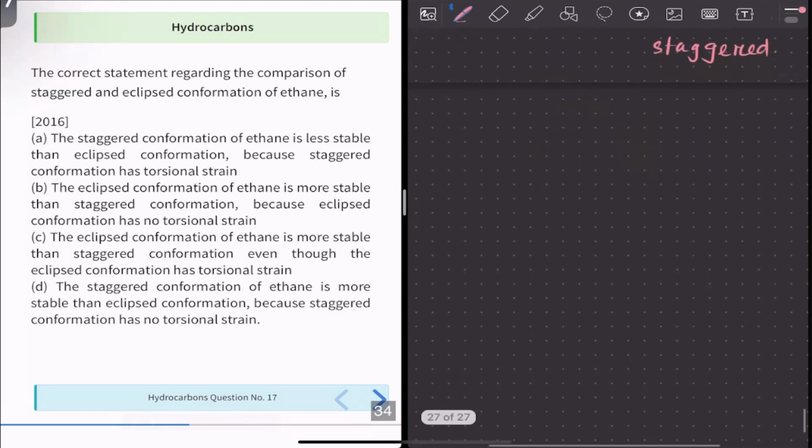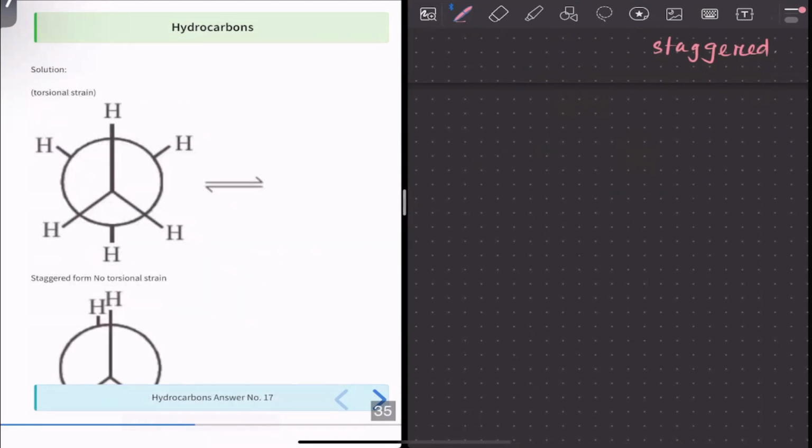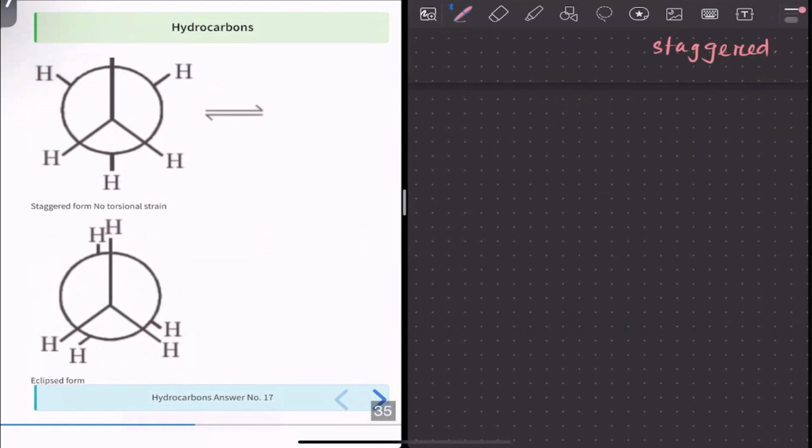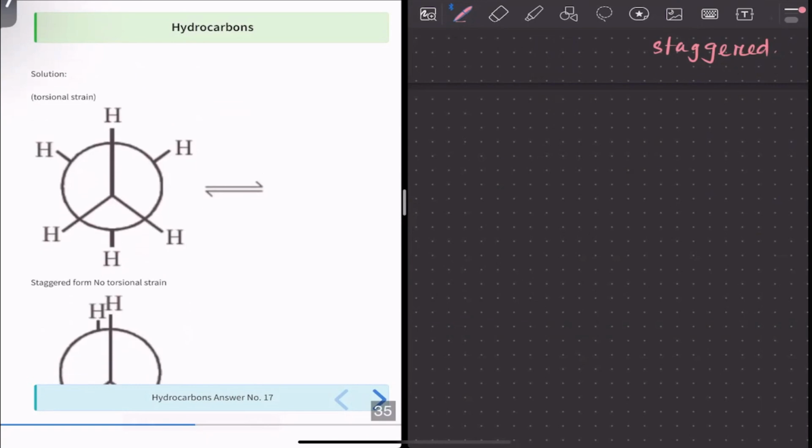Okay, so let's move on to the next question. In this question, the correct option is D. You can take reference from this diagram also. Okay, same diagram.